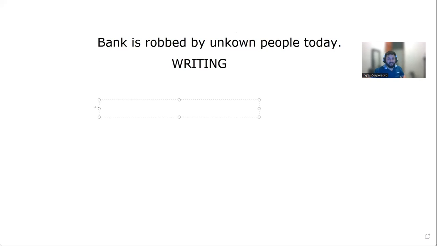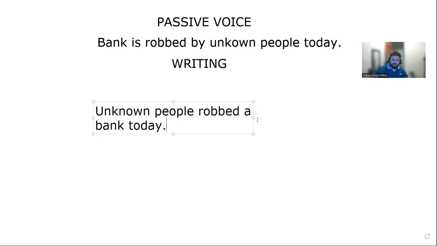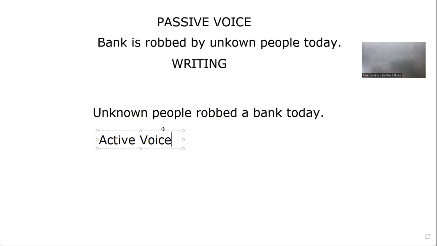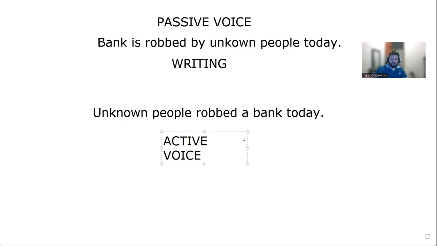So this is called passive voice, right? The way we would say this is, hey man, did you know unknown people robbed the bank today? We're not going to say the bank, right? Rob the bank today, like this, okay? See? And this right here is called active voice. It's like what you see in newspapers, yes.